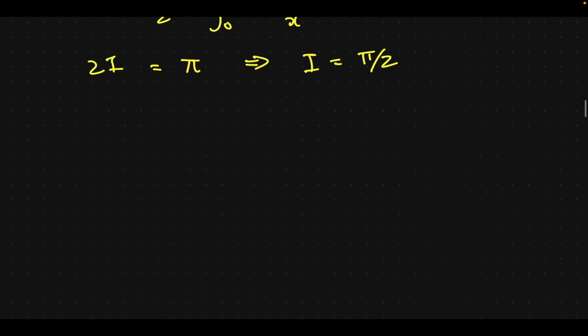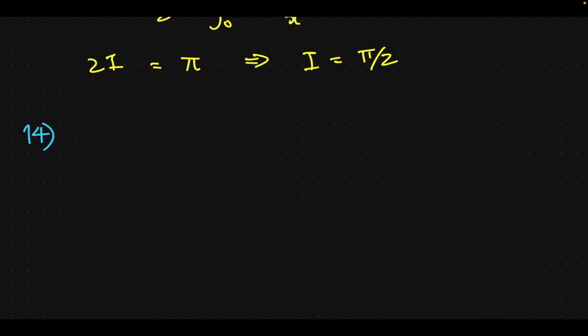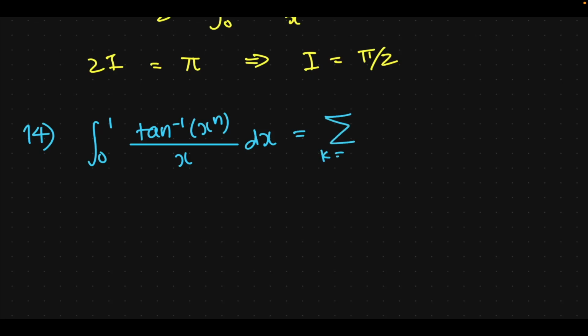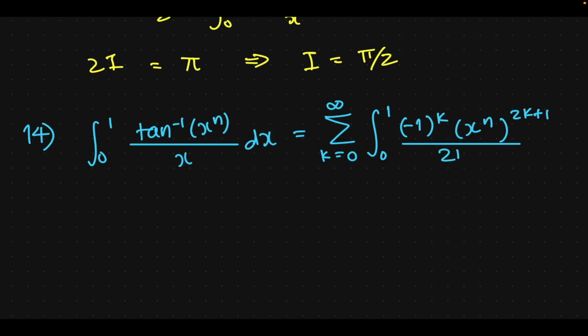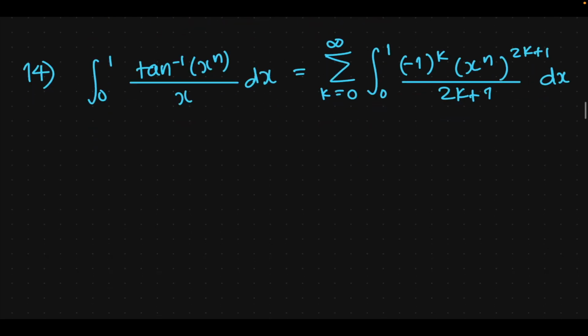Number 14 now. The integral from 0 to 1 of tan inverse of x to the n over x dx. When you notice arctan of some variable divided by x, a very good strategy is to consider the infinite Taylor series for the arctan. So the sum from k equals 0 to infinity of the integral from 0 to 1 of (minus 1)^k (x to the n) to the 2k plus 1 power, divided by 2k plus 1, dx.